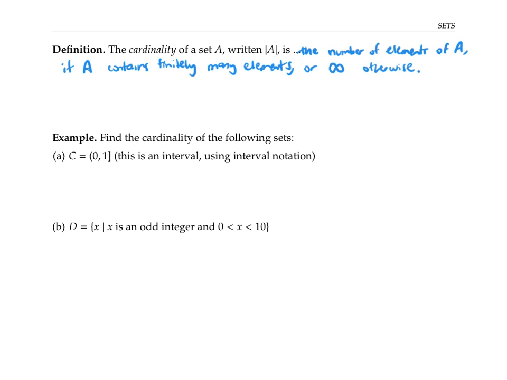So for example, if C is the interval of real numbers between 0 and 1, including 1 but not 0, then its cardinality is going to be infinite. If D is the set of odd integers greater than 0 and less than 10, remember we said that this is just the set containing 1, 3, 5, 7, and 9, then the cardinality of D is going to be 5.